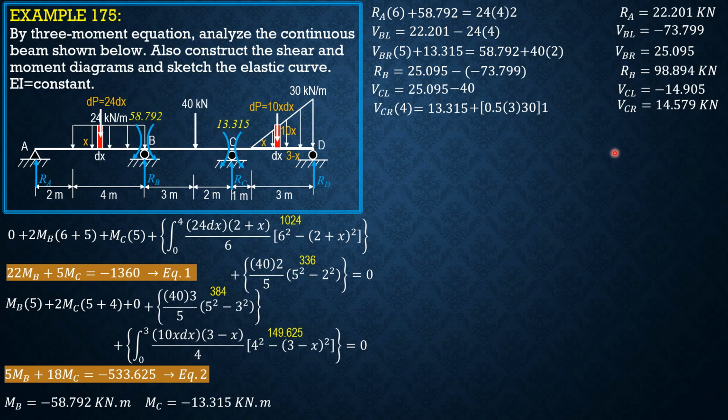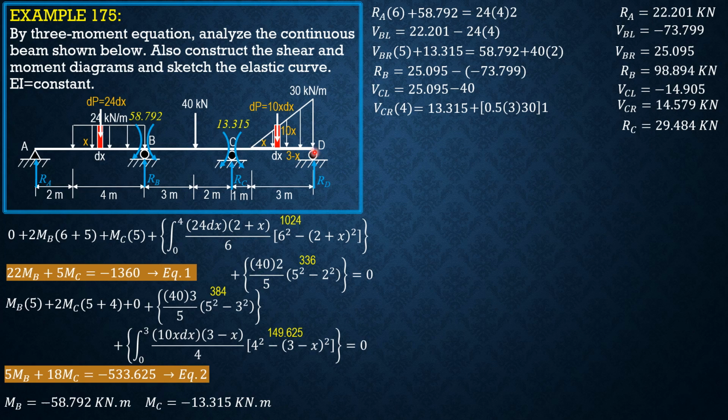Then reaction at C is 14.579 minus negative 14.905. So just compute it directly. You just add this, take the absolute value, 29.484 kilonewtons.